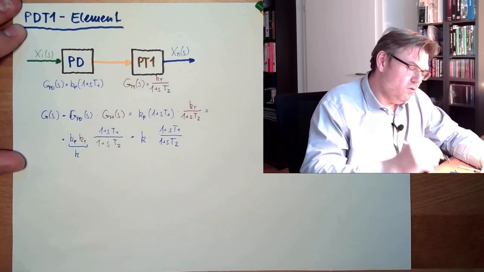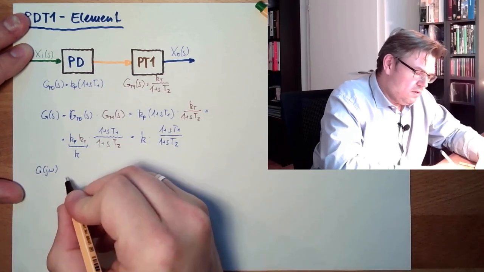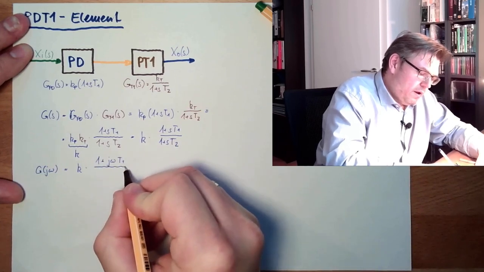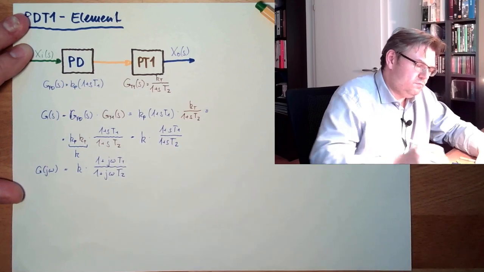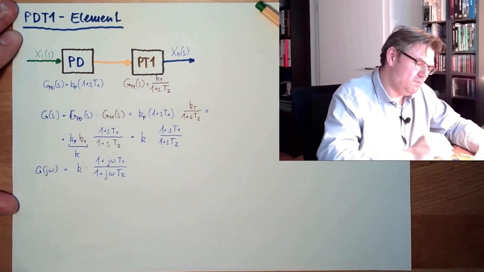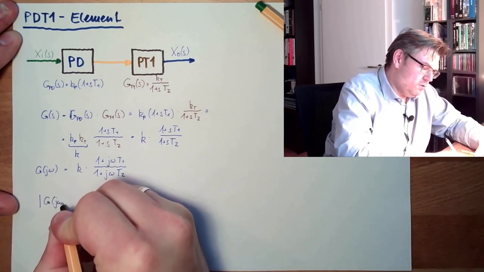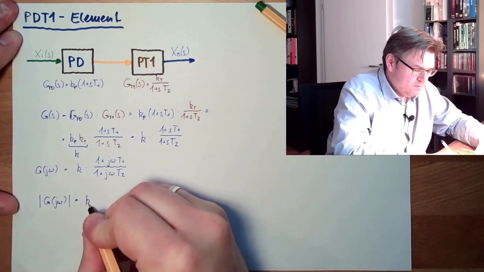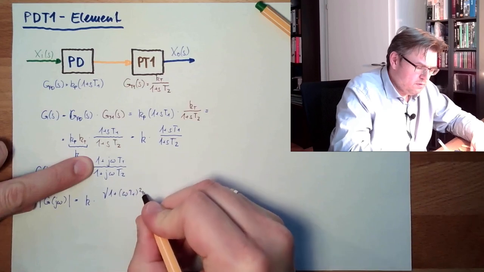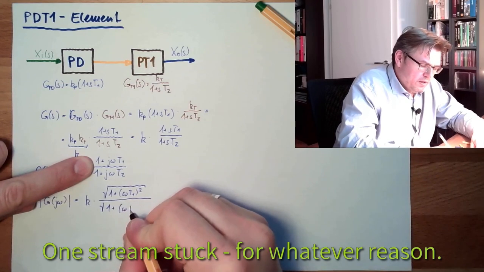Now let's have a look at the frequency response. We are replacing the s again with j omega. So we are resulting in K multiplied by (1 plus j omega T1) divided by (1 plus j omega T2). What does it mean for the absolute value? Well, we have K multiplied by the absolute value of this. So this is the square root of 1 plus (omega T1) squared, divided by the square root of 1 plus (omega T2) squared.